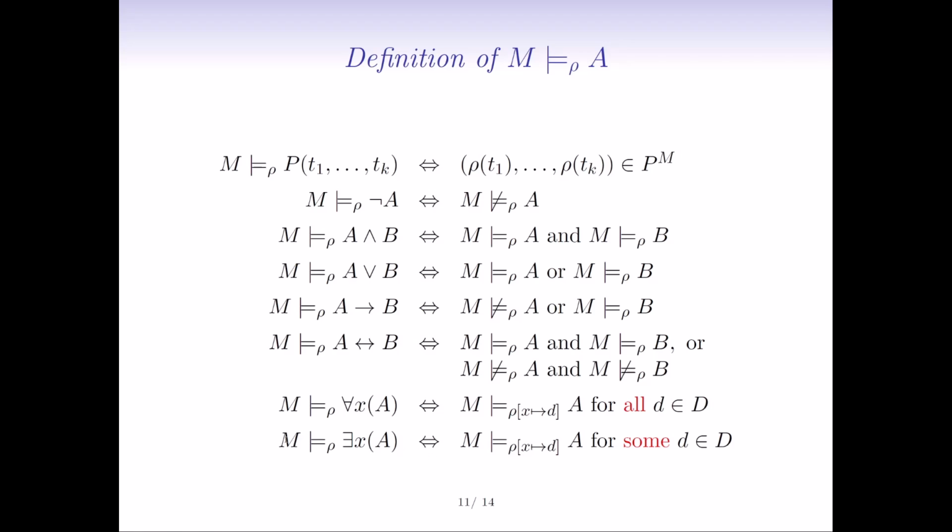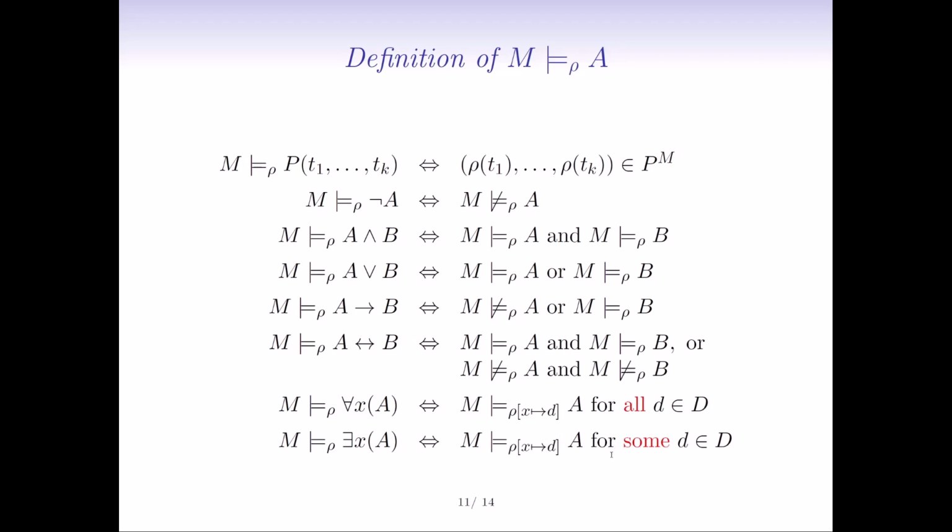Similarly, M and rho satisfy exists x A if there is at least some way of interpreting the variable x that makes the formula A true. So for some element d in the domain, if I interpret x as being that element, rho with x maps to d, then the formula A is made true by M and rho, but interpreting x as that d.